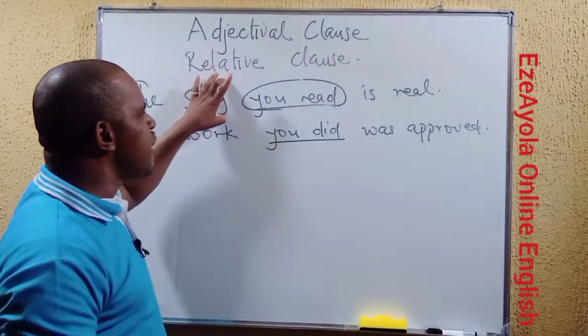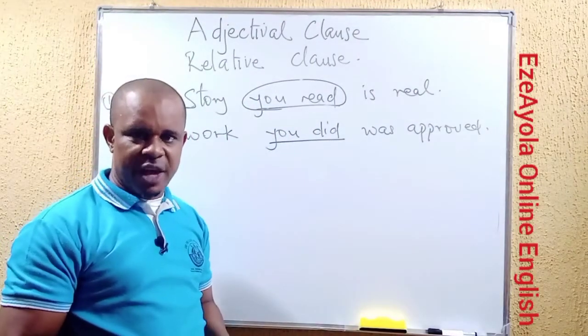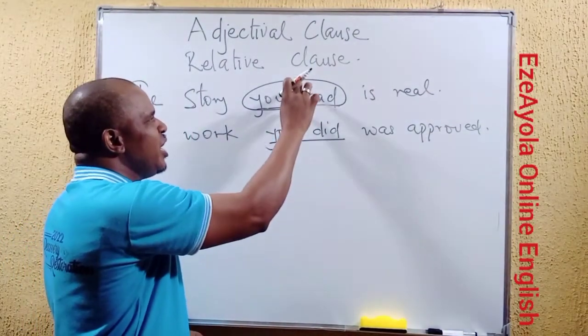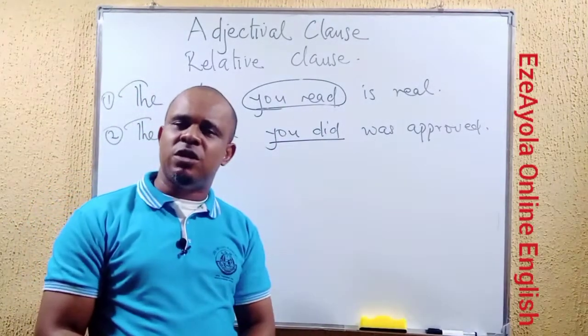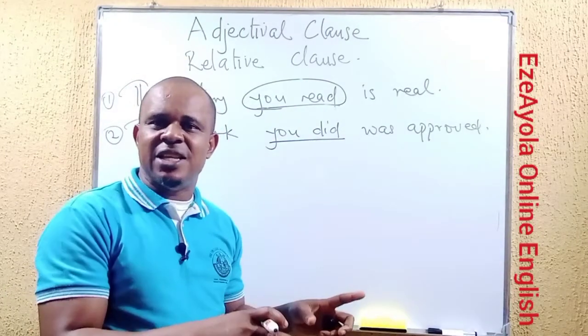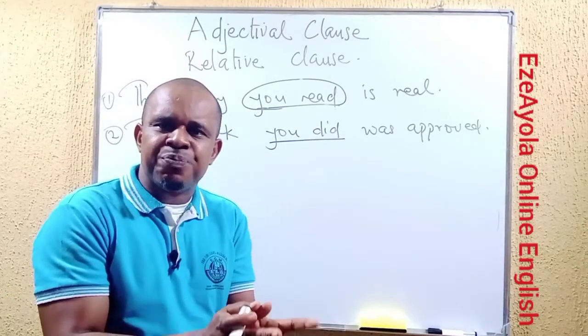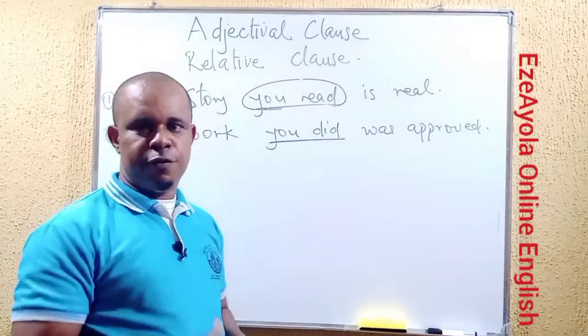Now, the story that is real is the one you read, okay? Now, if you look at this, it is describing this. Normally, that's the function of adjectivals. Adjective or adjectivals in sentences, they describe or qualify the nouns or pronouns that they follow.